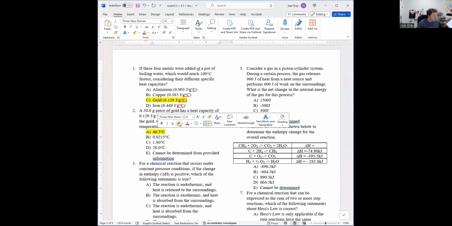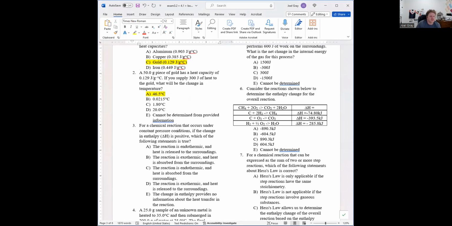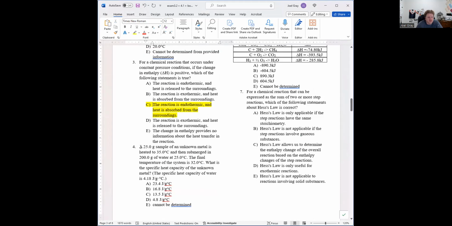So I'm filling out my key while I do this. This is C and A. Question number 3, for a chemical reaction that occurs under constant pressure conditions, if the change of the enthalpy is positive, which of the following statements is true? If the enthalpy change is positive, the reaction is endothermic and the heat is absorbed from the surroundings. So C is our correct answer.